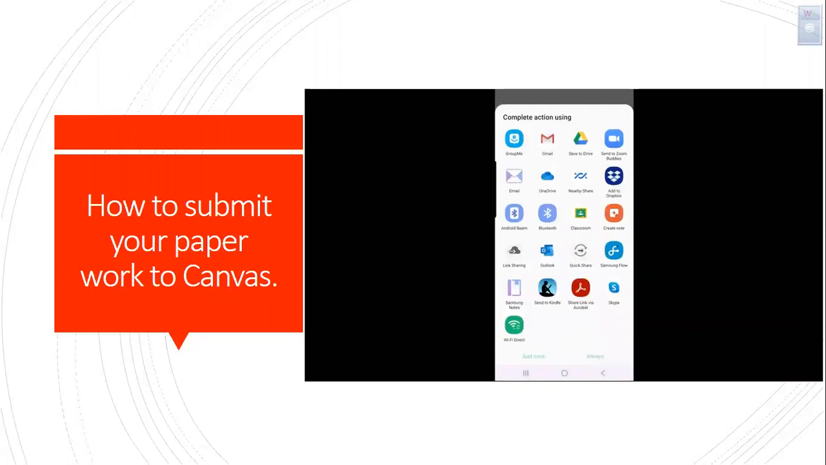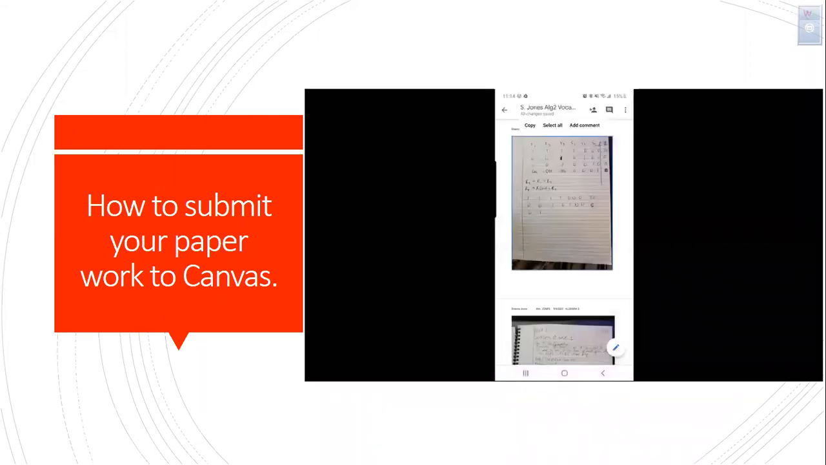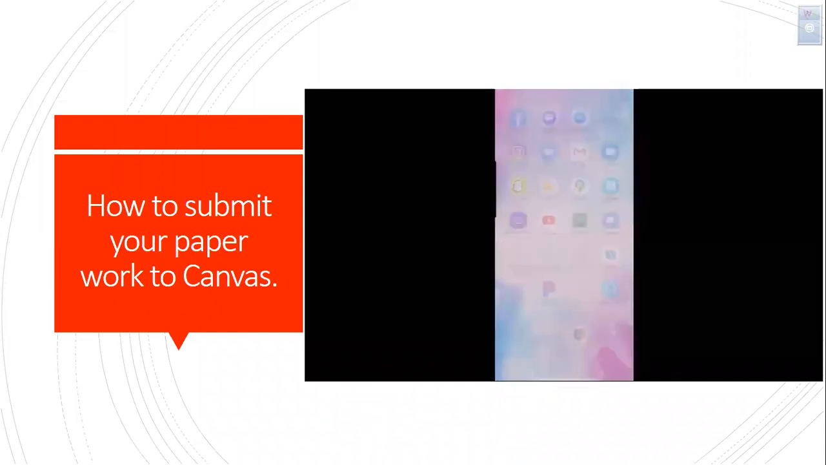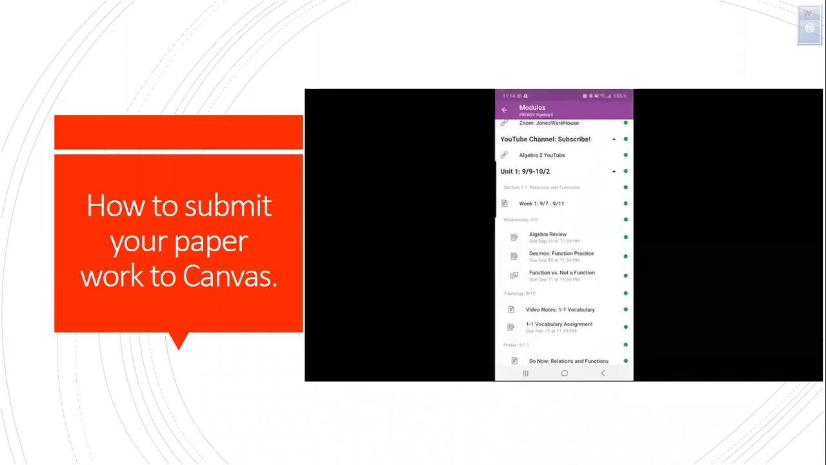And this allows you to save it to your drive. If you're submitting it through Google Classroom, you can share it through Google Classroom. It just gives you those options of how you're going to share it. But once you've done that, I'm just going to go through my teacher one.